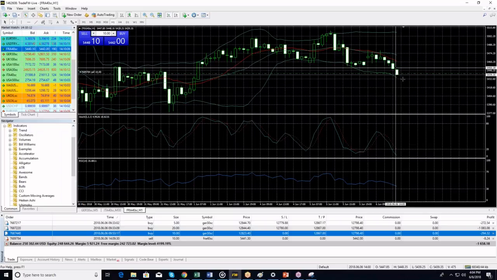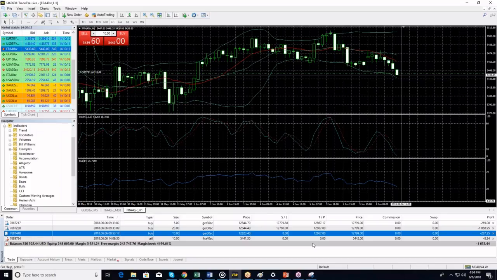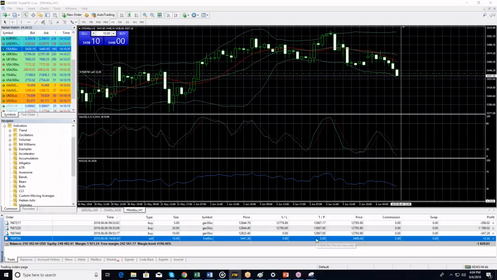Let's put some target prices, because as you know, we never leave any trade naked. We will put our take profit at 5,420.50, and our stop loss we put at 5,465. This is how we do it.